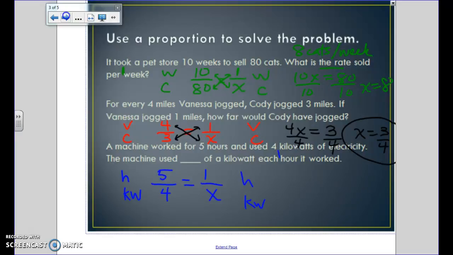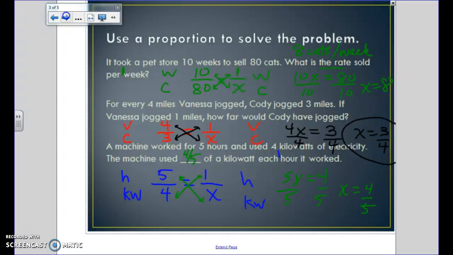Okay, so let's go ahead and cross multiply and solve this proportion. 5 times x is 5x, and 4 times 1 is 4. My one-step equation, if I solve it, I know x equals 4/5. So I know that 4/5 of a kilowatt were used each hour that it worked.